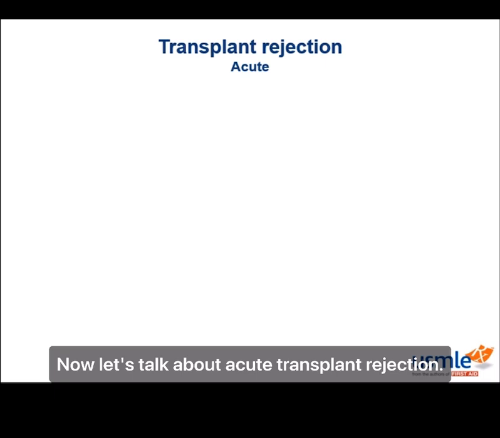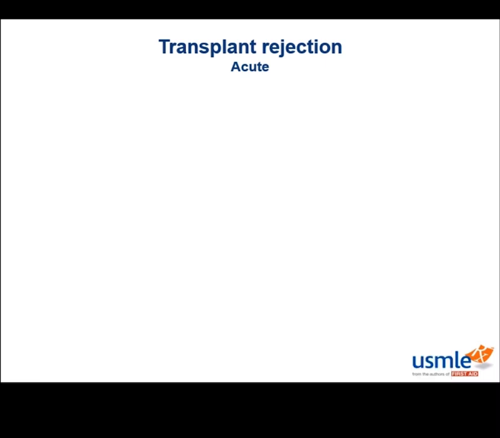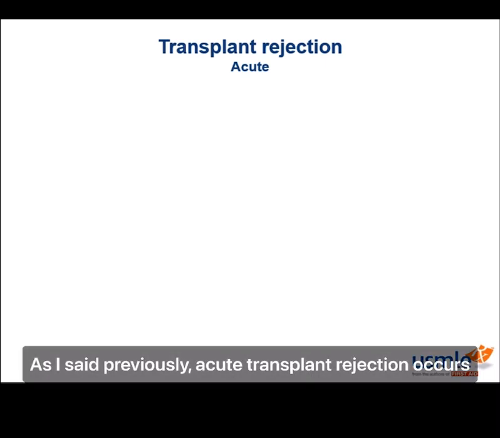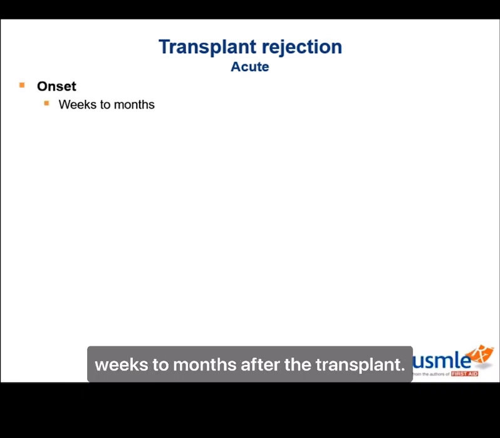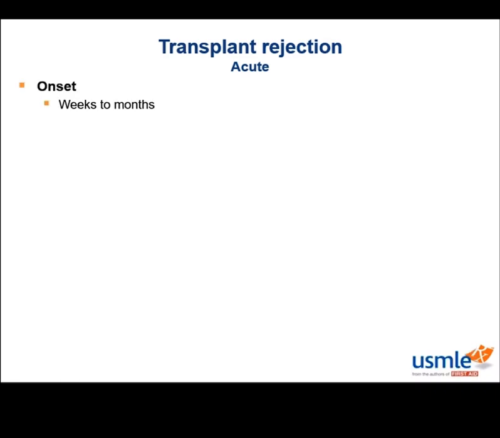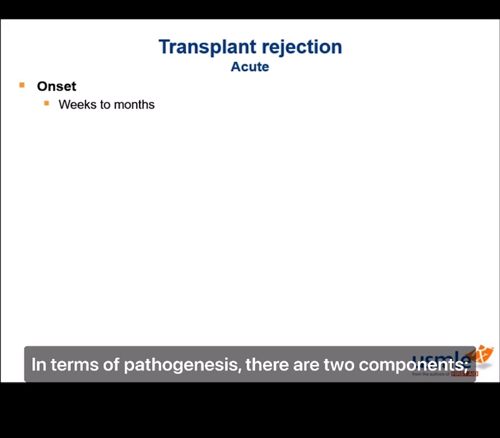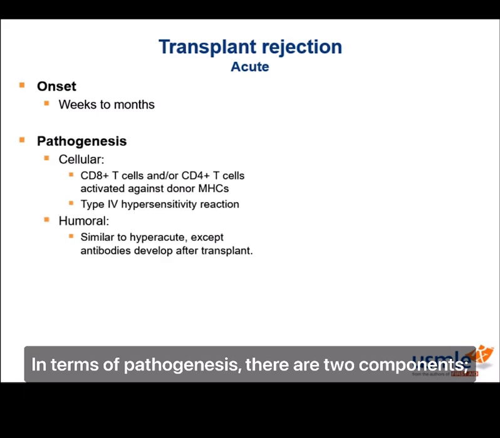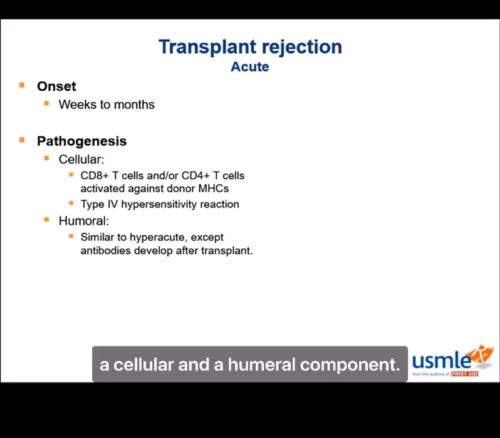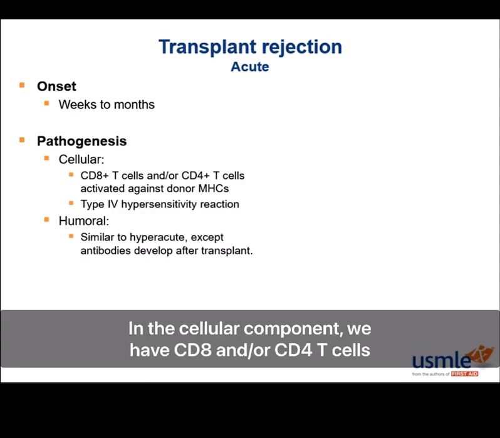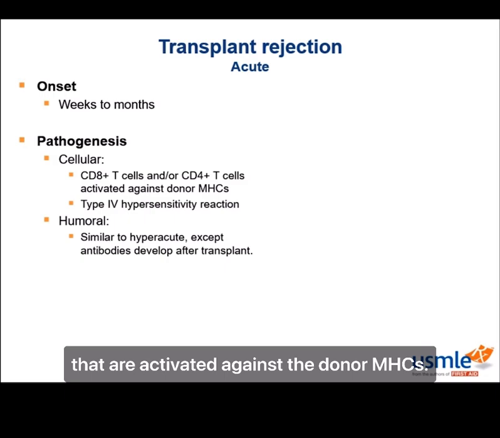Now, let's talk about acute transplant rejection. As I said previously, acute transplant rejection occurs weeks to months after the transplant. In terms of pathogenesis, there are 2 components, a cellular and a humoral component. In the cellular component, we have CD8 and or CD4 T cells that are activated against the donor MHCs. This is a type 4 hypersensitivity reaction.